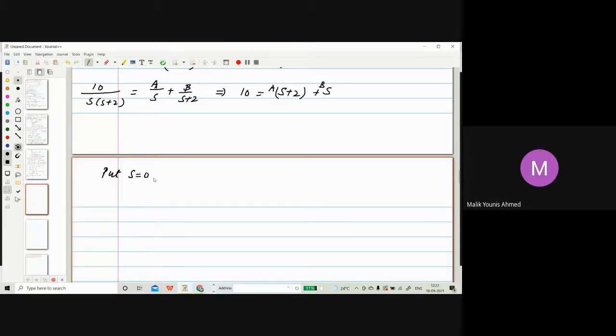Put s equal to 0. Therefore 10 will be equal to a multiplied by 2, and a will be 5. In the second case, put s equal to minus 2. Then 10 will be equal to b into minus 2, and then b will be equal to minus 5. So we can substitute this value in C of s.